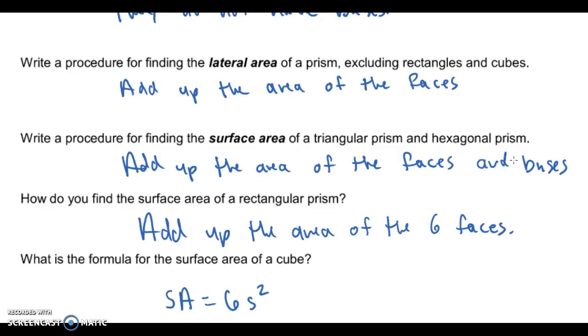including the ones that we specified as bases. And so how do we find the surface area of a rectangular prism? We're going to find the area of each rectangle, and we're going to add them up.